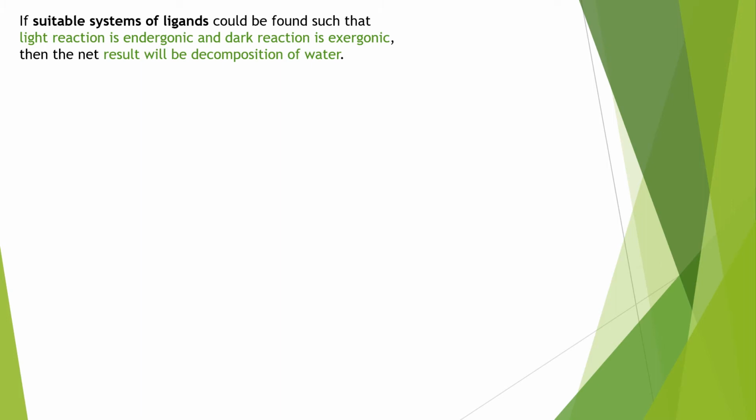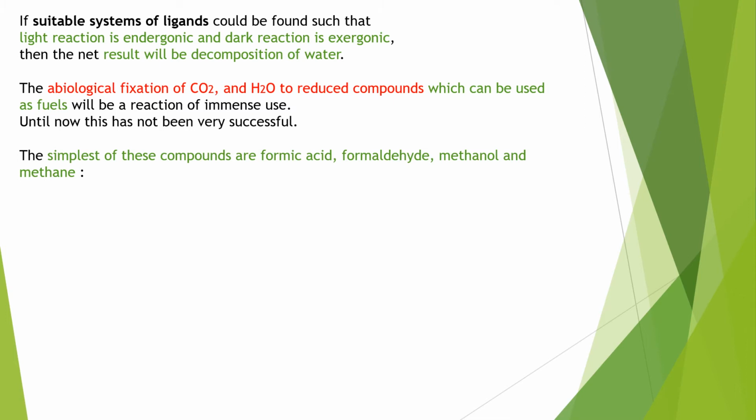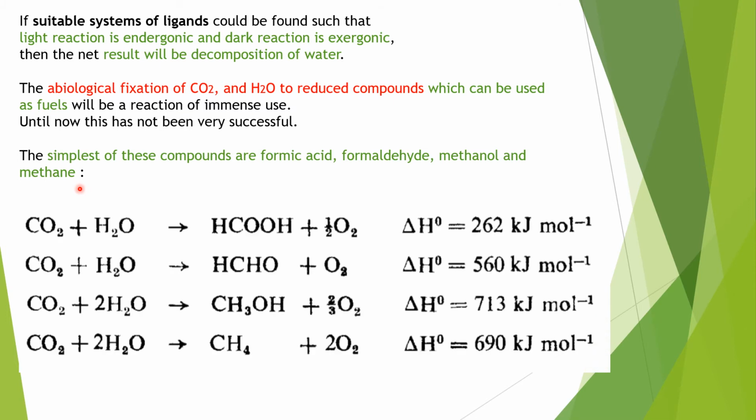If a suitable system of ligands could be found such that the light reaction is endergonic and the dark reaction is exergonic, then the net result will be decomposition of water, as we have seen. For that, a biological fixation of CO2 and water to reduced compounds which can be used as fuels will be a reaction of immense use. The simplest of these compounds are formic acid, formaldehyde, methanol and methane, where water and CO2 combine to form them, giving this much energy.